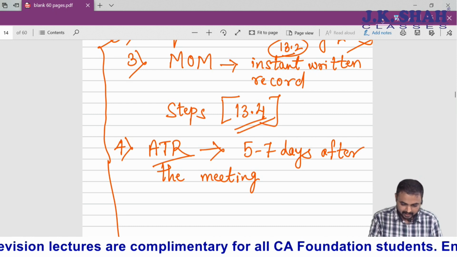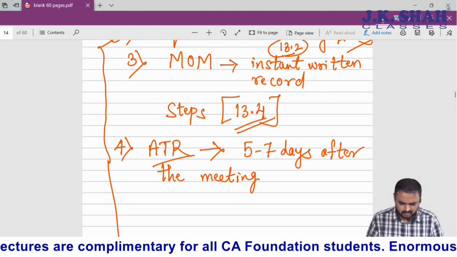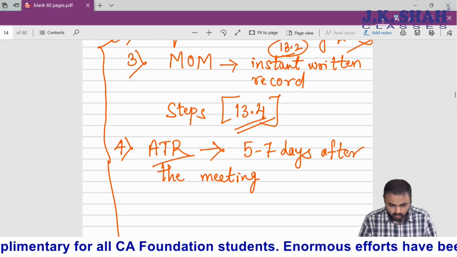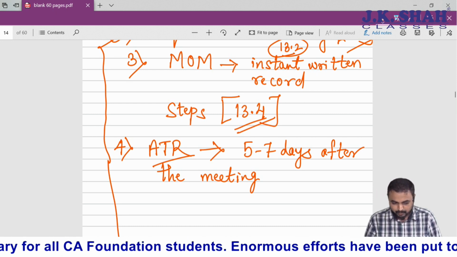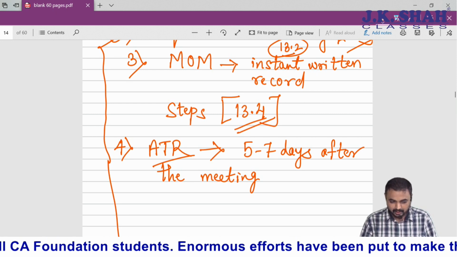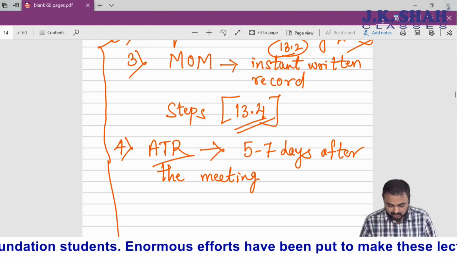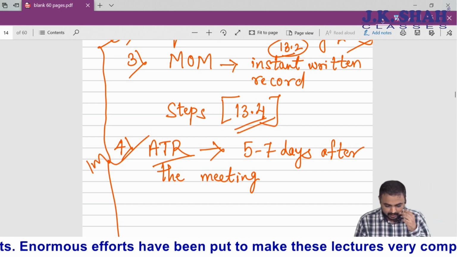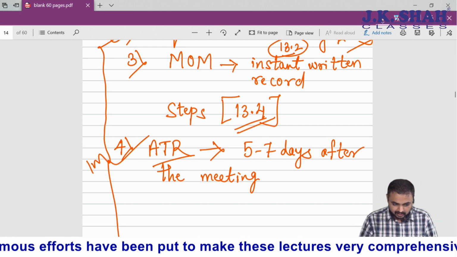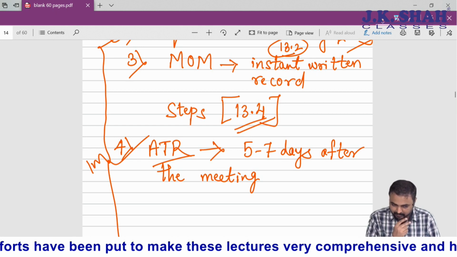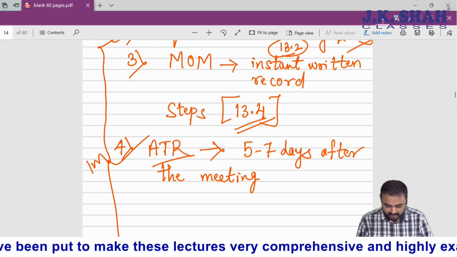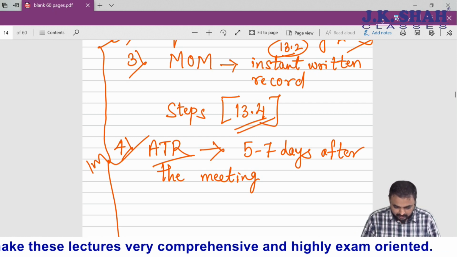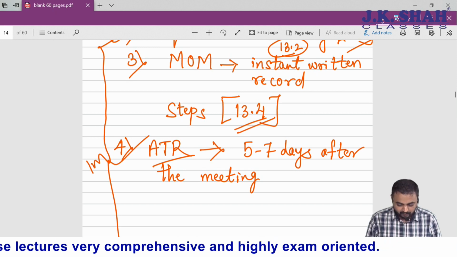The last one is ATR. ATR is nothing but action taken report. It should be submitted after a gap of 5 to 7 days or more after the meeting. It gives appropriate time for the action to be taken and the matter to be discussed in the form of report. They can ask this for 1 mark. So what is ATR? ATR is nothing but action taken report. It should be submitted after a gap of 5 to 7 days after the meeting. It gives appropriate time for action to be taken and the matter to be discussed in the form of report.